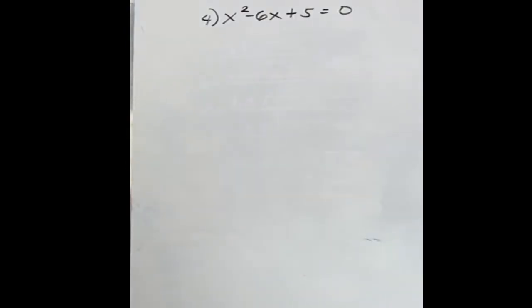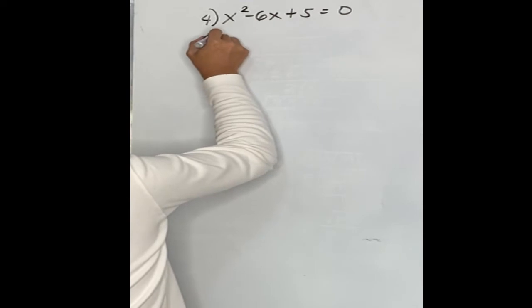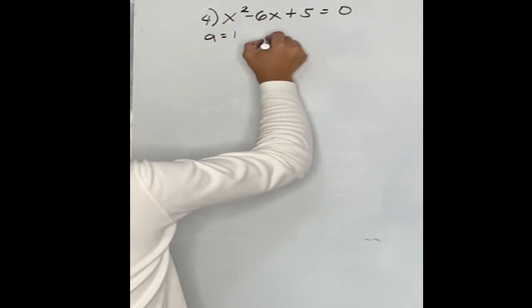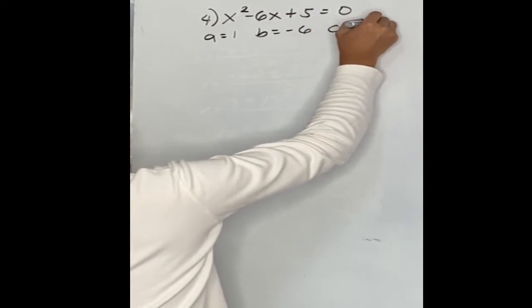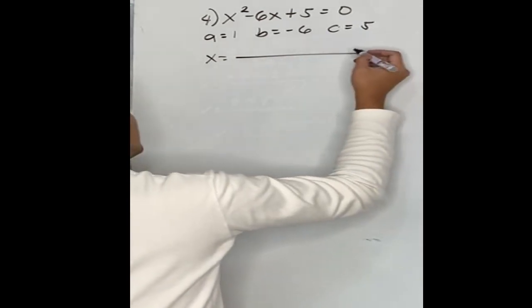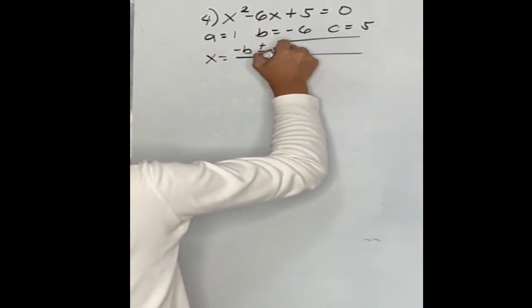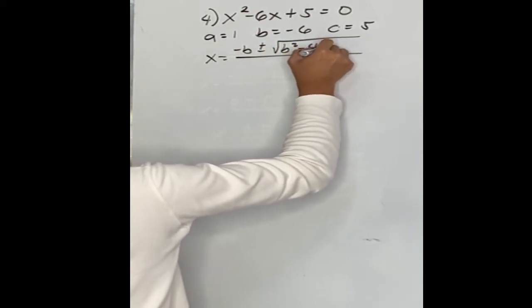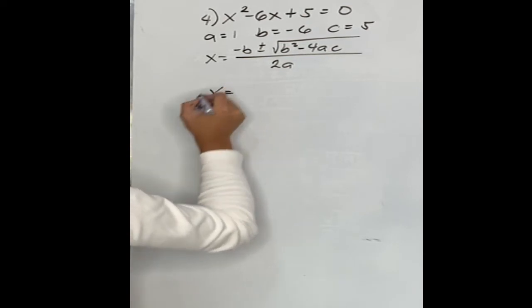Let's continue our solution. Let's consider x squared minus 6x plus 5 equals 0. By quadratic formula, identify the values of a, b, and c. A is 1, b is negative 6, c is positive 5. So, recalling our quadratic formula, x is equal to negative b plus minus the square root of b squared minus 4ac all over 2a.